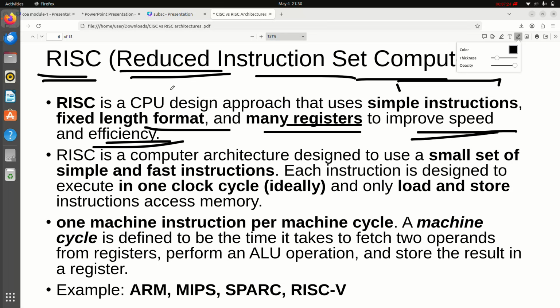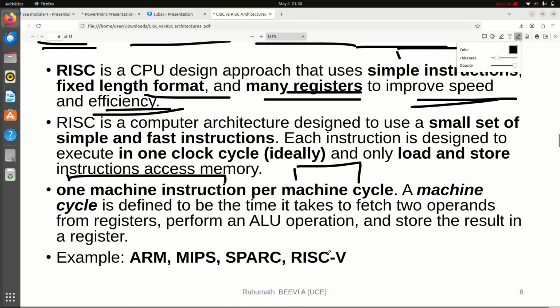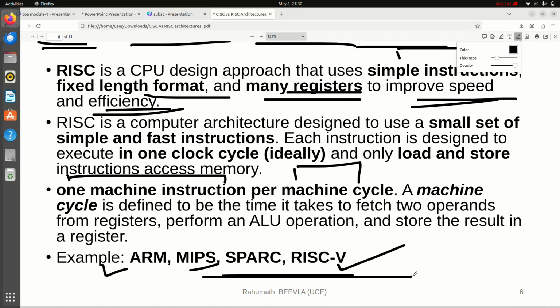A machine cycle is defined as the time it takes to fetch two operands from the registers and perform the operation. So if we say one machine instruction per machine cycle, per machine cycle only one machine instruction would be there. ARM, RISC-V, MIPS, and SPARC are different examples of this.